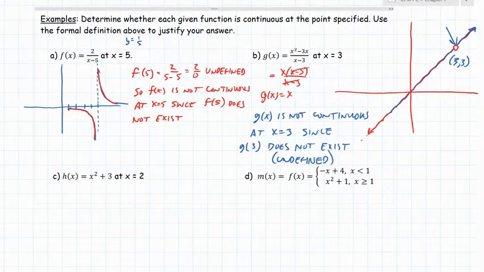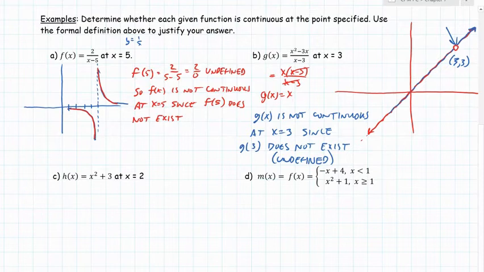Okay, then let's look at example C. So think about this graphically. This is just a parabola shifted up 3. And parabolas go on forever and they don't have any breaks in them, so this one should be continuous. Now the task is to just show algebraically why it's continuous.